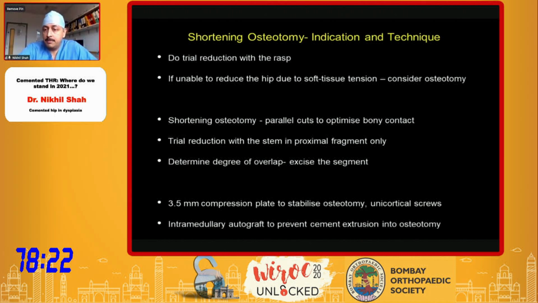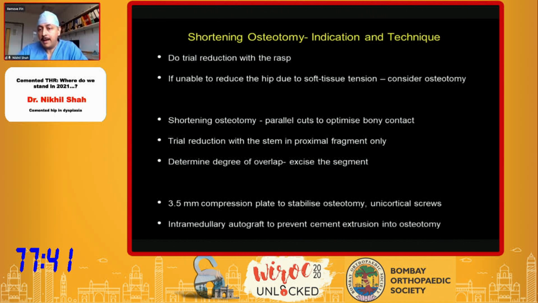The osteotomy has to be performed in a biological manner. You have to try and make sure that you respect the periosteum. Plan your rotation meticulously by using an osteotome or a diathermy so that you know how much derotation element you want to introduce. The cuts should be parallel to each other so that you can optimize the bony contact. Then once you have done the osteotomy, the trial stem is inserted only in the proximal fragment, and then you do a reduction and then check how much overlap there is with the leg sitting in the natural degree of tension. And that degree of overlap is the length of segment that needs to be excised.